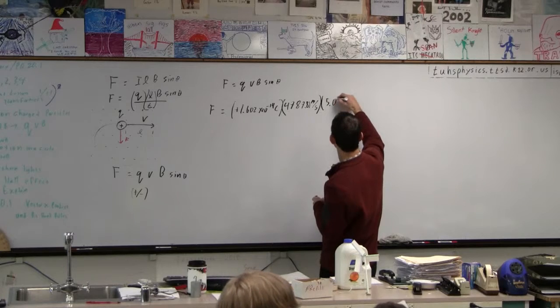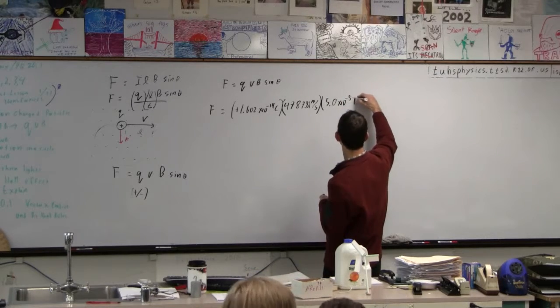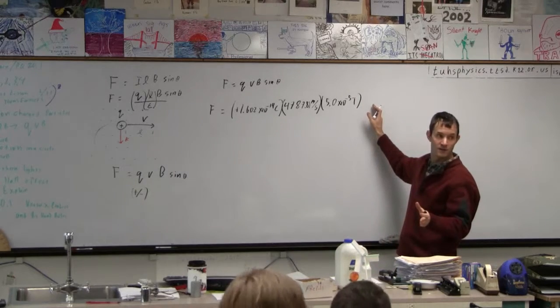And then this is 5.0 times 10 to the minus fifth Teslas, right? And then presumably the angle is 90 degrees, right?